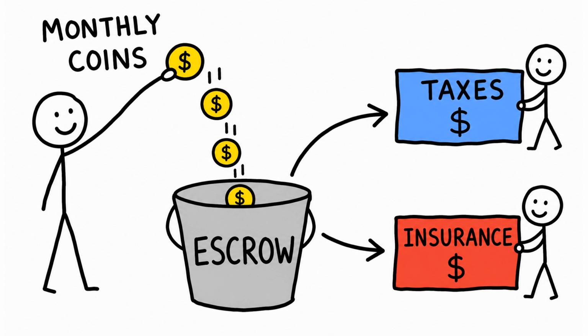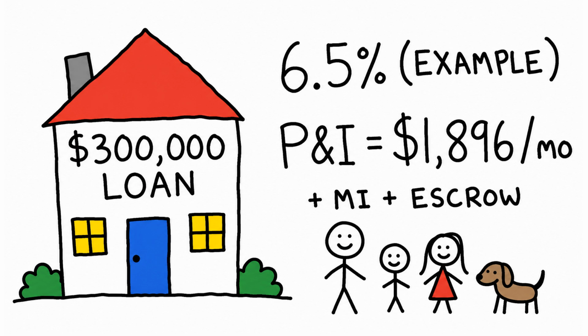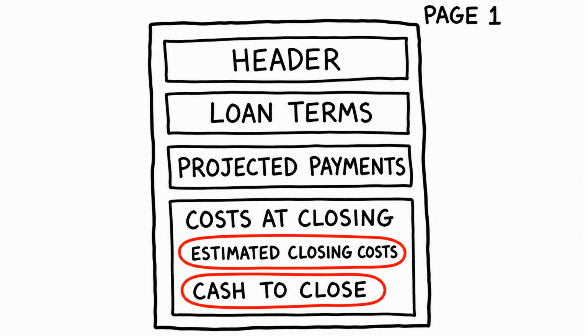Let me make that concrete, and the rate here is just an example, like I always say. Picture a $300,000 loan at an example rate of 6.5%. The principal and interest comes to about $1,896 a month. Then mortgage insurance and escrow get stacked on top to reach your real total. And heads up, taxes and insurance can rise over time. Last on page 1 is costs at closing.